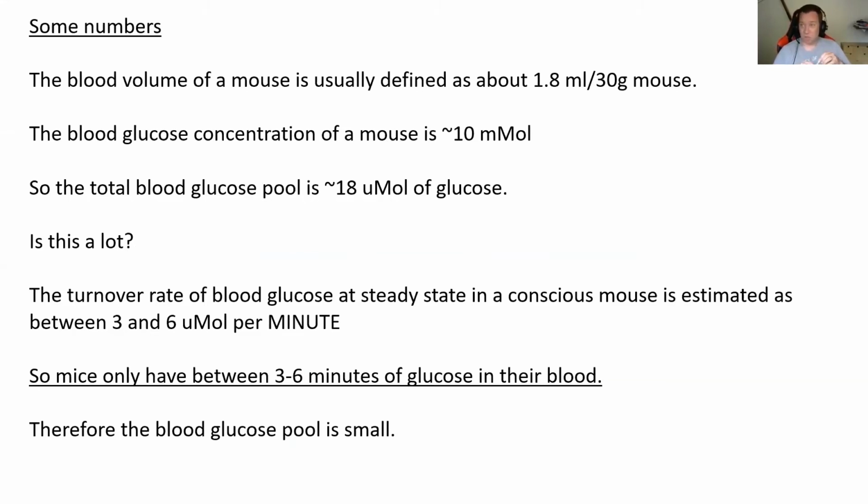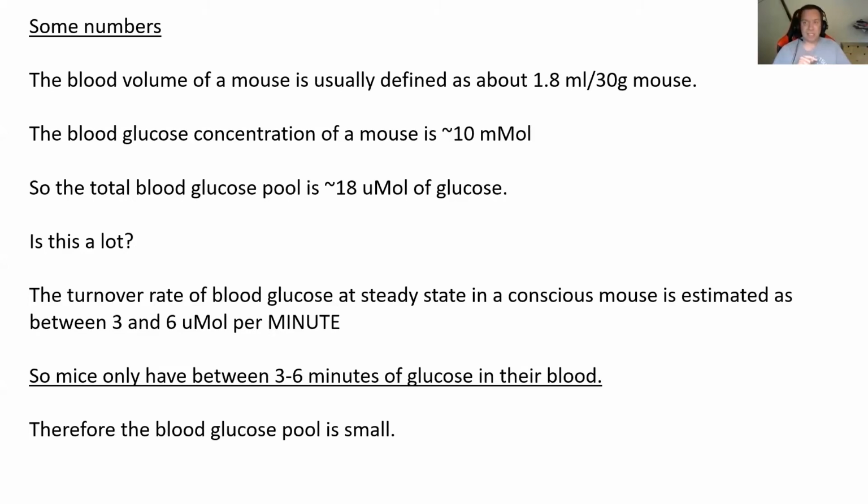It really is not a lot of glucose, because the turnover rate of blood glucose at steady state in a conscious fasted mouse is estimated at around 3 micromoles per minute, and that rises to 6 micromoles per minute in the fed state, or the clamped state. You can get a bit higher still. So in other words, mice only have between about 3 to 6 minutes of glucose in their blood. So the blood glucose pool is very small.